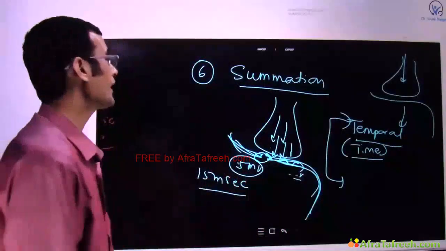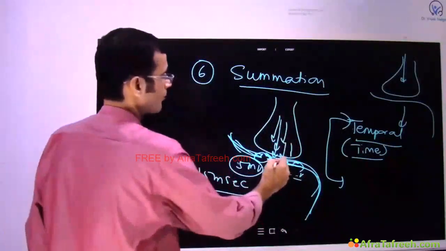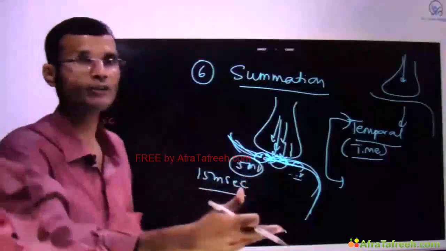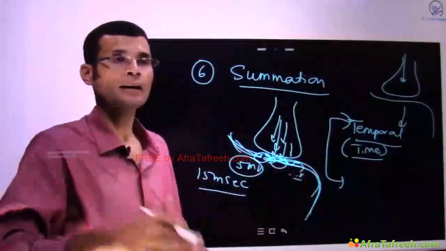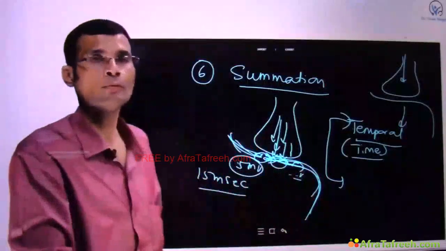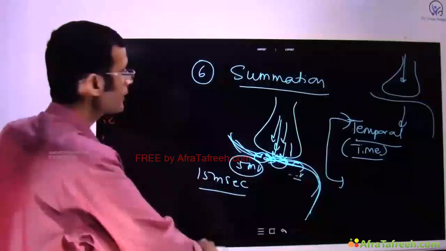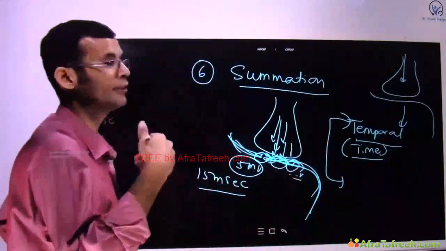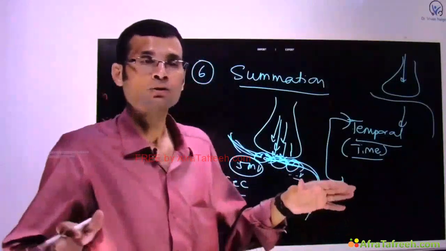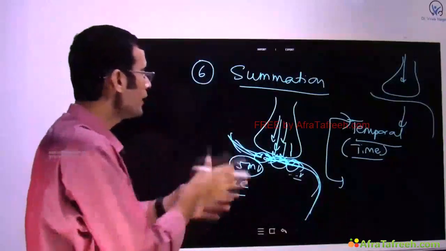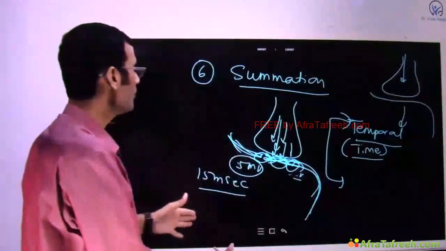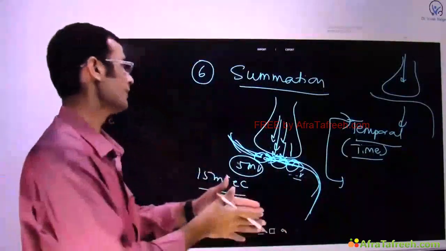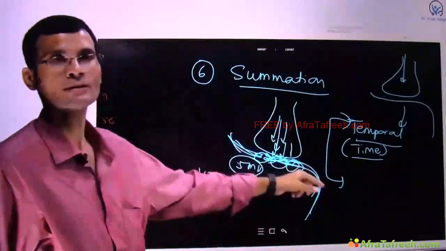Within that 15 millisecond time, if one more impulse comes and generates one more EPSP, then it is added to the previous one. So 5 plus 5, that's summation, and it will form a 10 millivolt depolarization. If one more impulse comes within the next 15 milliseconds, then it will generate one more EPSP of 5 millivolts that will be added to the 10 millivolts. So the point is, if the EPSPs occur within 15 milliseconds of each other, then they are summated, and that's called temporal summation.